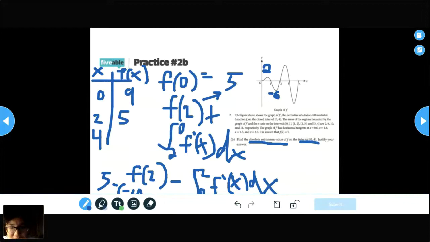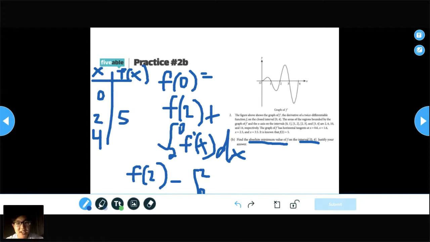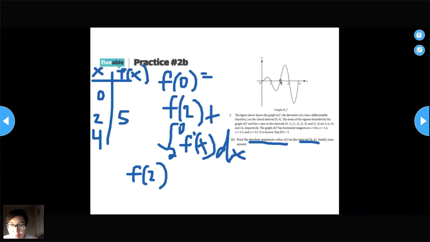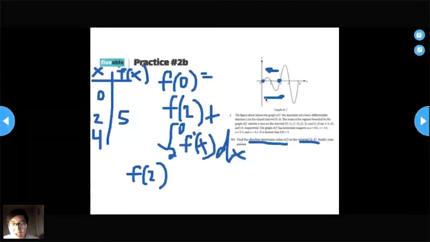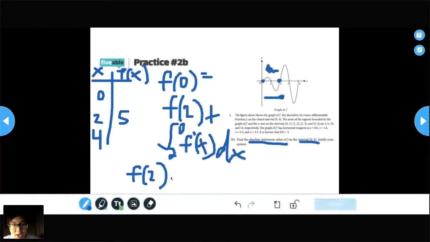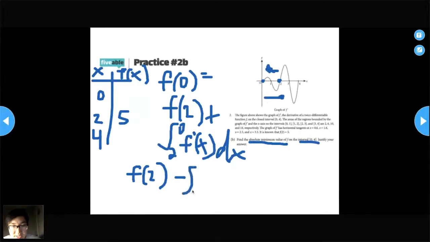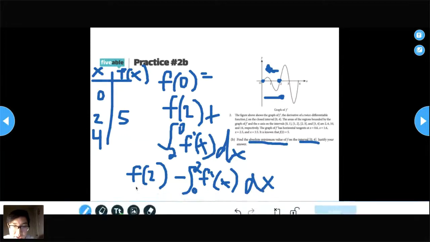Okay, let's go over the setup again then. So we'll start from the beginning. We're trying to find f of 0. The way we get that is by putting it equal to the initial condition of f of 2 plus the integral from 2 to 0. I don't like going in this direction, I like going in this direction, so I flip it. So it becomes f of 2 minus the integral from 0 to 2 of f prime of x dx. And the first thing I know is that f of 2 is 5.